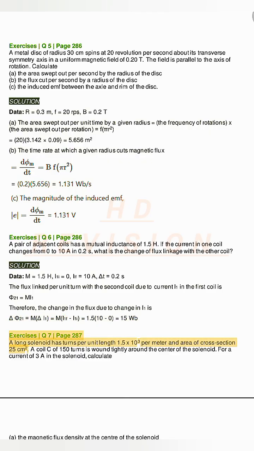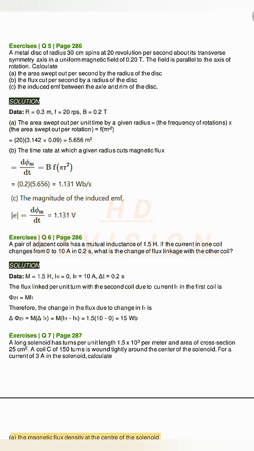Exercises Q7, page 287. A long solenoid has turns per unit length 1.5 times 10³ per meter and area of cross-section 25 square centimeters. A coil C of 150 turns is wound tightly around the center of the solenoid. For a current of 3 A in the solenoid, calculate A. The magnetic flux density at the center of the solenoid. B. The flux linkage in the coil C.